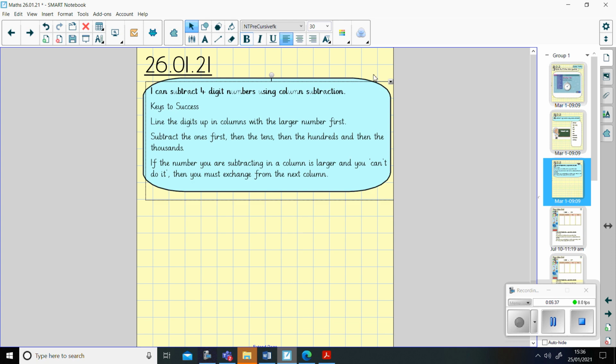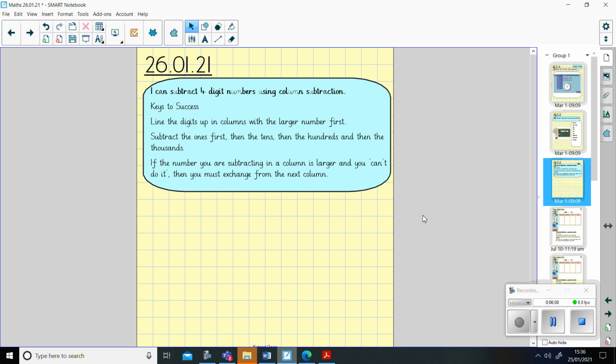Okay, so when we are using column subtraction, there are certain rules that we have to follow, certain keys to success. They are very similar to when we are adding. So we need to line our digits up in columns. It's really important that the larger number, the greater number in the calculation goes first. We always put the larger number first when we're subtracting. When we're adding, we can do it in any order.